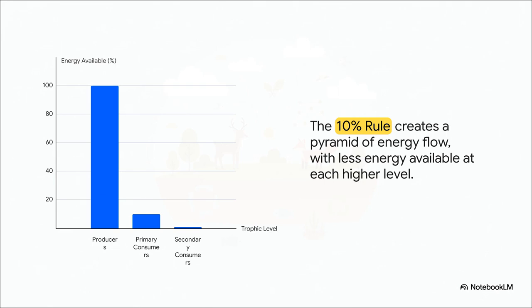Think about it. If the plants at the bottom have 100% of the energy, the herbivores that eat them only get 10% of that. And the carnivores that eat them, they only get 1% of the original energy. This is why you have way more grass than you have zebras, and way more zebras than you have lions. There just isn't enough energy to support a huge population at the top of the food chain.